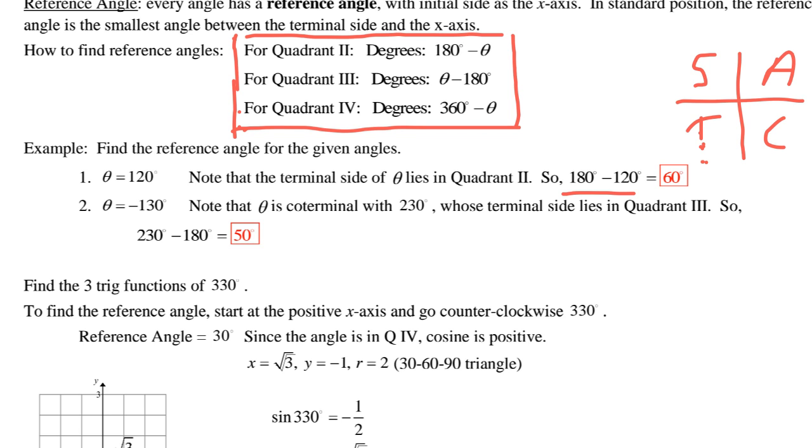Negative 130. So we add 360 to it, and we get 230, because you've got to get back between 0 and 360 first. Negative 130 is outside of 0 to 360. So add 360, get 230. 230 is in quadrant 3. So we have 230 minus 180, which is 50 degrees.